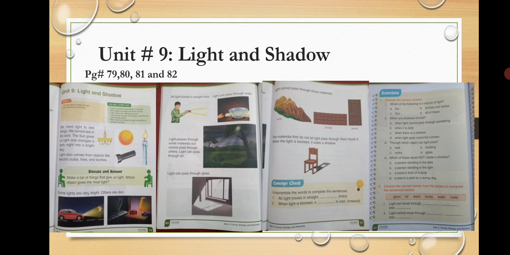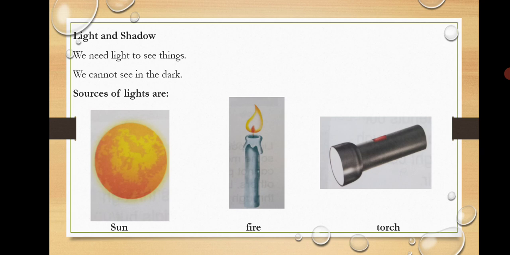Today we will start a new unit, unit number 9, light and shadow. Today we will do pages 79, 80, 81 and 82 of your science book. So let's take out your science book and open page number 79. Light and shadow. Okay, we need light to see things. We always need light to see things. We cannot see in the dark.